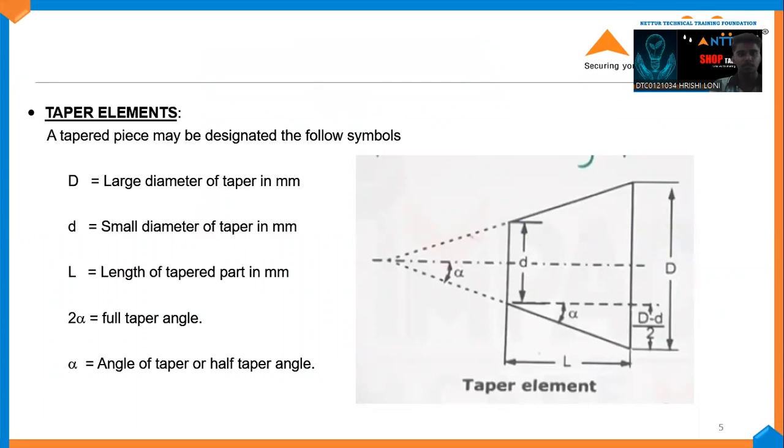Taper elements. A taper piece may be designated by the following symbols. The greater D means the large diameter of the taper in mm. Small d means the small diameter of the taper in mm. L means the length of the taper part in mm. 2 alpha means the full taper angle, and alpha means the angle of the taper or half taper angle.